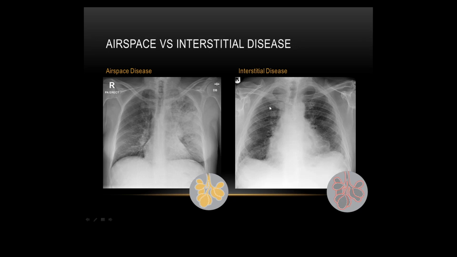Has anyone ever heard of Kerley B lines? Kerley B lines are particularly seen in pulmonary edema, and that's what you'll get: straight lines that emanate from the periphery of the lungs, typically within the lung bases. That's the sign of fluid within the interstitium. There are other times when you'll see Kerley B lines, if you've got carcinomatosis or lymphangitis. So you want to be looking in the lower zones and peripheries, and then also for the other signs of cardiac failure on chest X-ray.